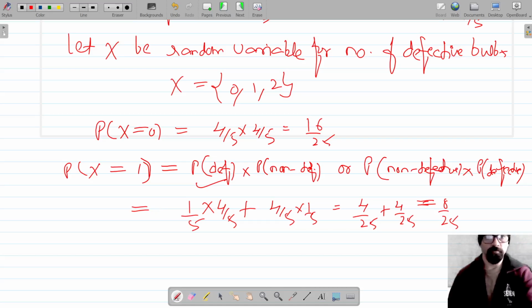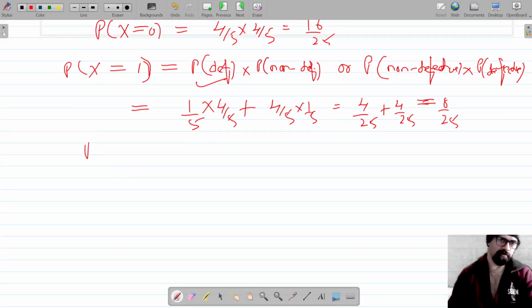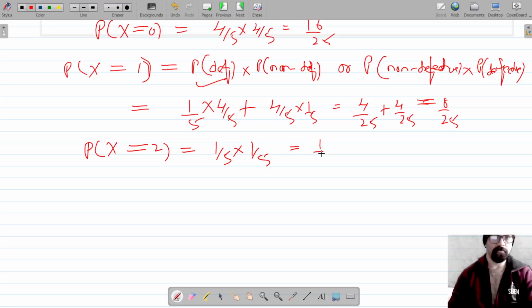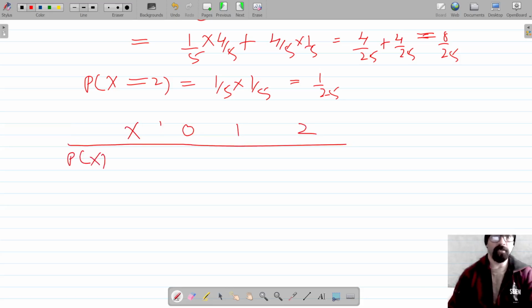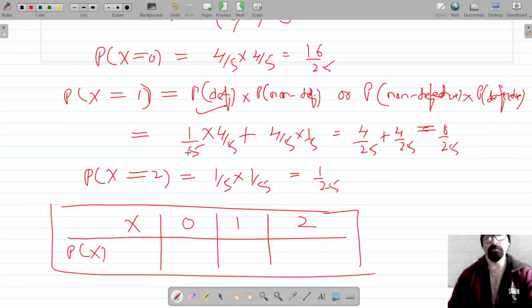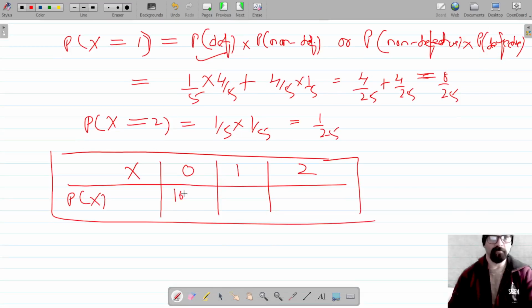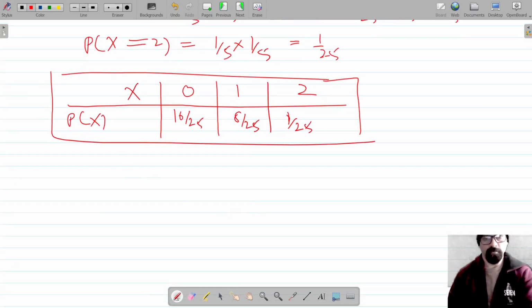Now let's find out the probability that both of them are defective. So the probability that both of them are defective, that is the first one is defective and the second one is also defective, is 1 by 25. Now let's write it in the distribution table. So 0, 1 and 2 are the values of X, and the probability of X for 0 is 16 by 25, then 8 by 25 and 1 by 25. So this is the probability distribution table.